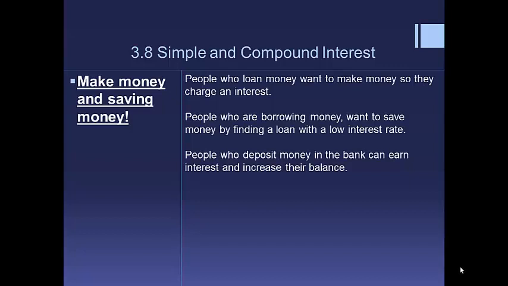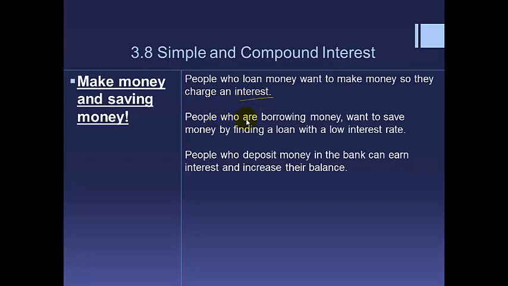Okay, so today we're going to talk about simple interest and compound interest. And our goal is to always make money and to save money. So when we talk about people who loan money, they want to make money on loaning that, so they charge what we call an interest. And the interest is going to depend on what type of loan it is and what your credit score is. So the better your credit score, the better interest rate you will get.